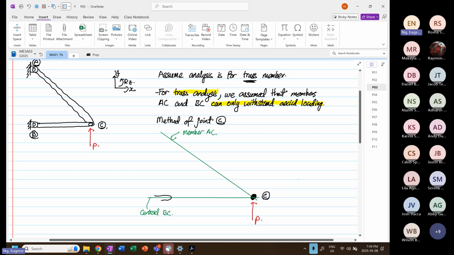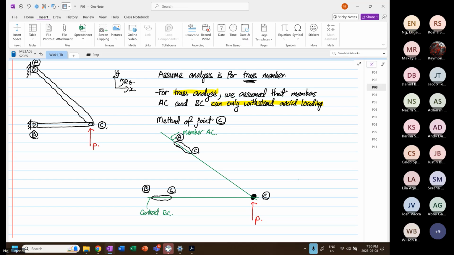So I'm going to do a multi-body. This is our member BC, and the next one over here is our member AC. All the forces have to be acting along the green line. For AC, the forces have to act along the sloped green line, whereas BC has to act on the horizontal green line.